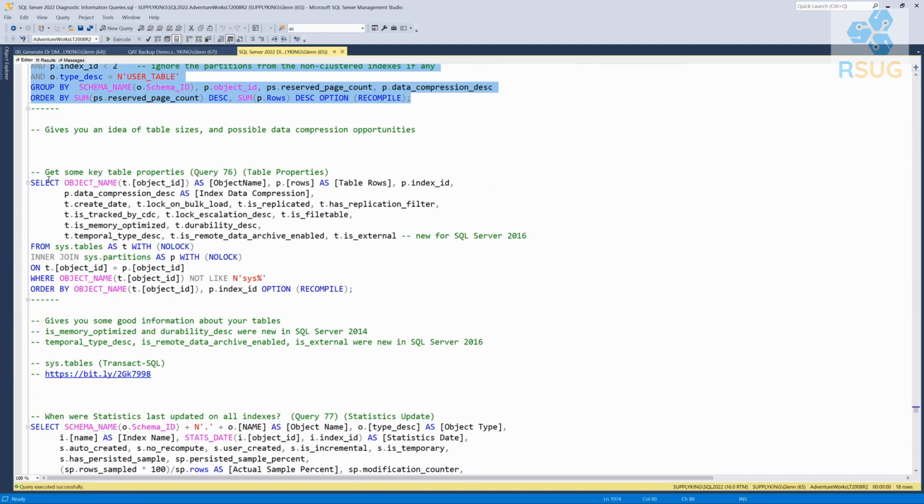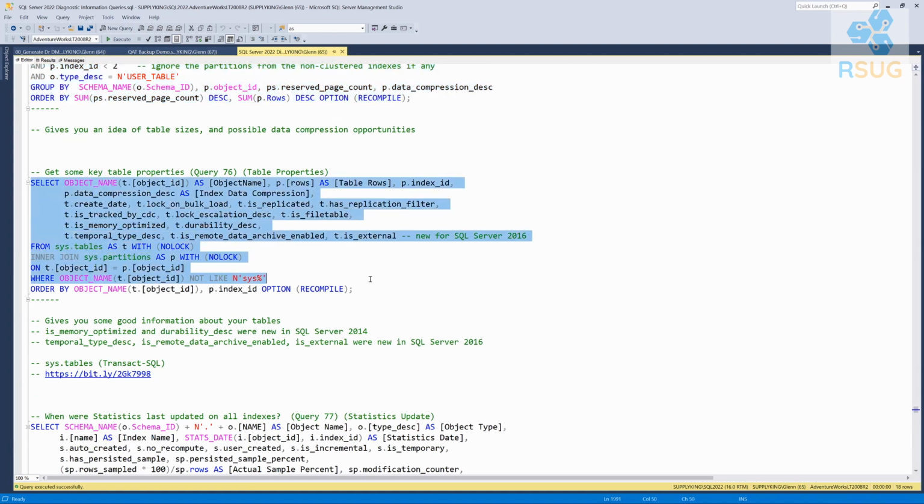All right, so going on after my little sermon about data compression is some table properties.